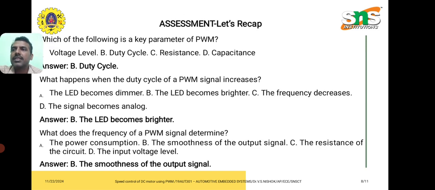Coming to the assessment of this session, which of the following is a key parameter of PWM? In the given examples, duty cycle is the correct answer. What happens when the duty cycle of a PWM signal increases? If it is an LED, the light glows brighter. If it is a DC motor, the full power will be delivered, and it will run in a better manner. What does the frequency of a PWM signal determine? This determines the smoothness of the output signal.